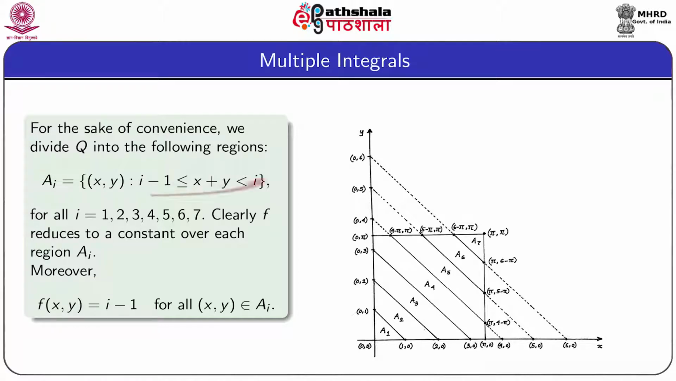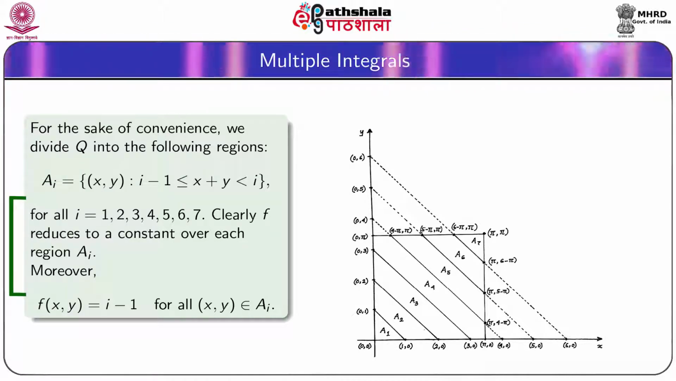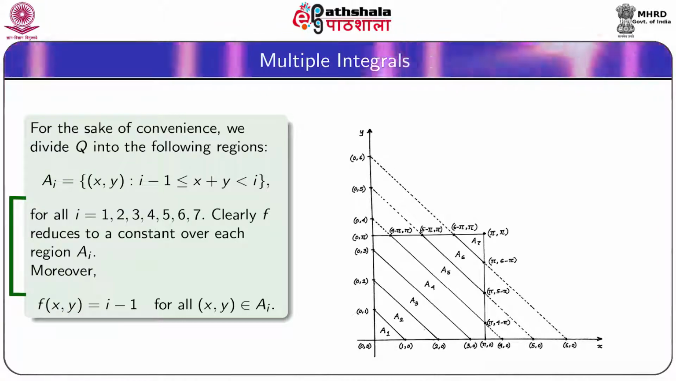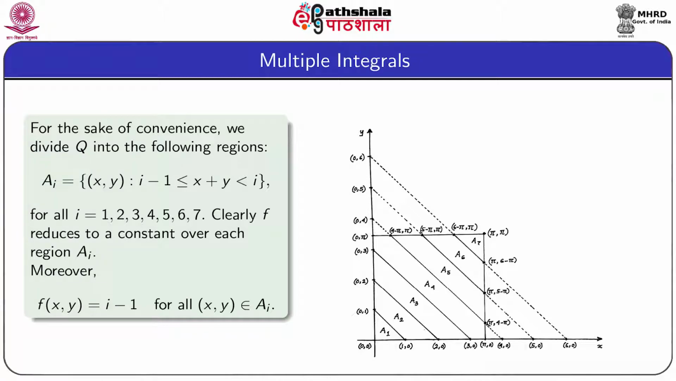A1 is collection of all (x,y) such that x plus y is greater than or equal to 0 but strictly less than 1. Similarly, we define A2, A3, A4, A5, A6 and A7. One can see the regions from the attached figure. Clearly, f reduces to a constant over each region Ai. Moreover, for each i, f(x,y) is equal to i minus 1 for every (x,y) in Ai.